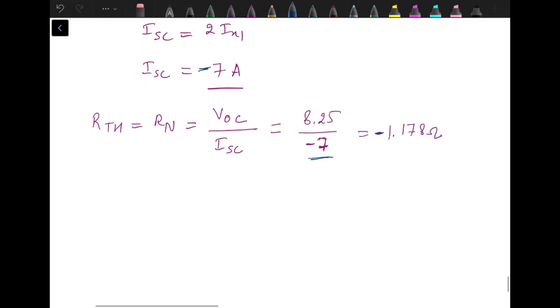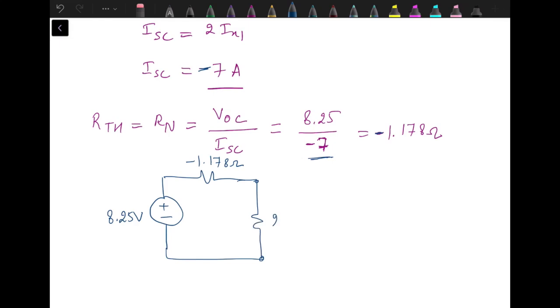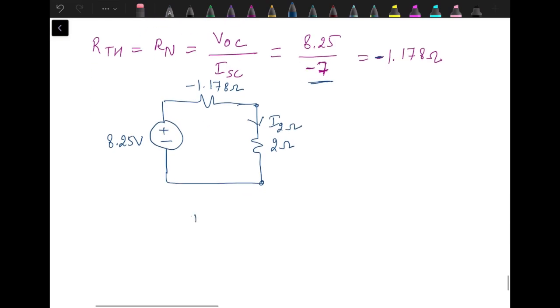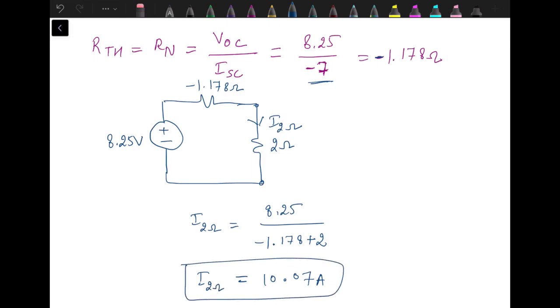Now the question was, we have to find out the current through the load resistance using Thevenin's theorem. So the Thevenin equivalent is 8.25 volts in series with the resistance, and here we have to connect the load resistance, that is the 2 ohm resistance, and we need to find out I2 ohm. So I2 ohm is 8.25 upon minus 1.178 plus 2, that is 10.07 ampere. So what we can see over here is that the current is actually more than the voltage, that indicates a negative resistance region. Similarly, you can also draw the Norton's equivalent as well.